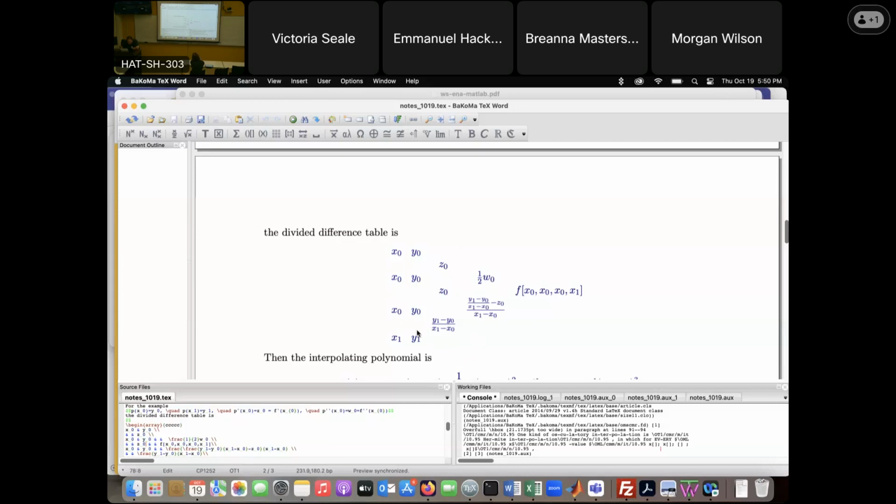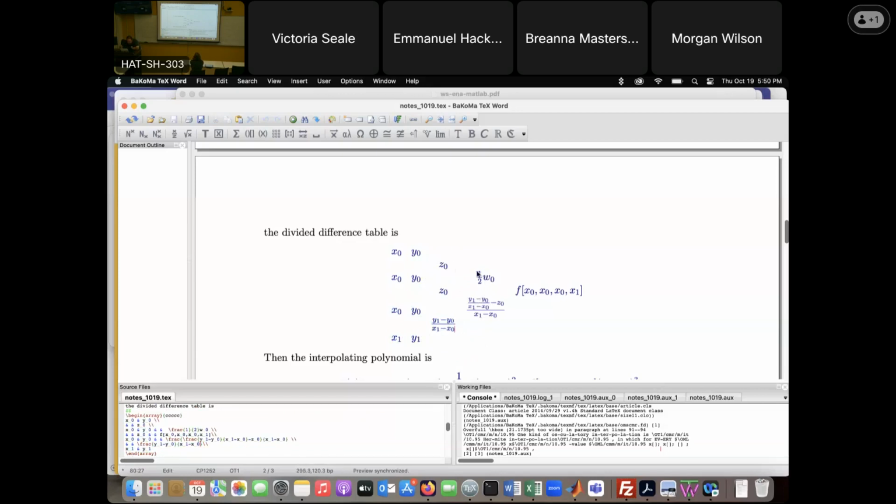Then, down here, the x values are distinct, so that's an ordinary first order divided difference, y1 minus y naught over x1 minus x naught. We have that. So now this second column is complete. We go to the next column.